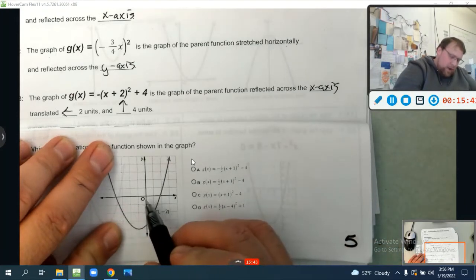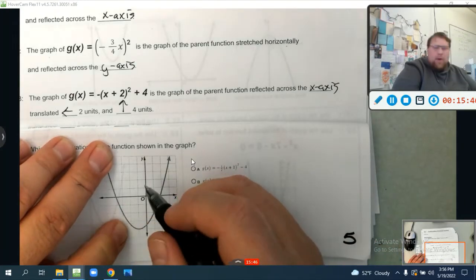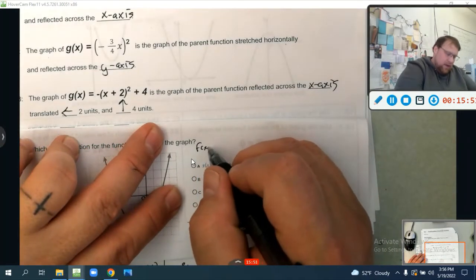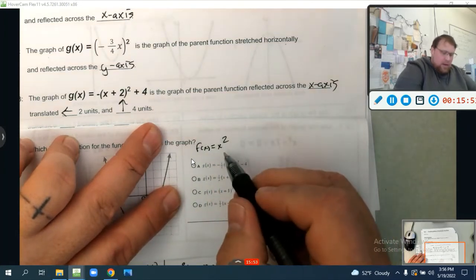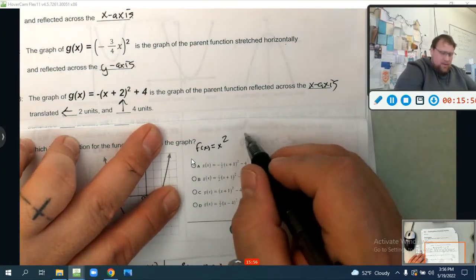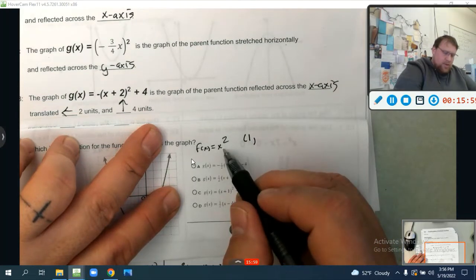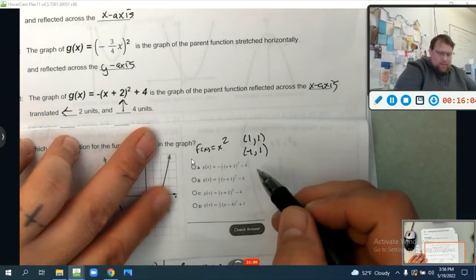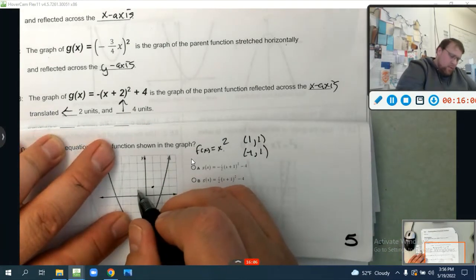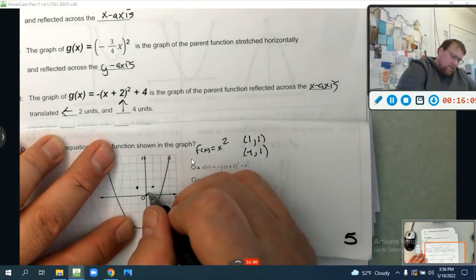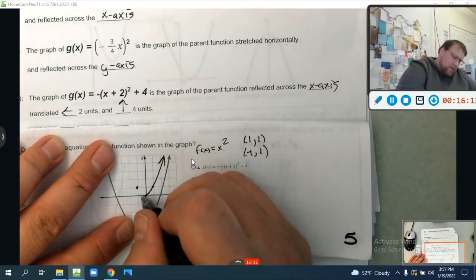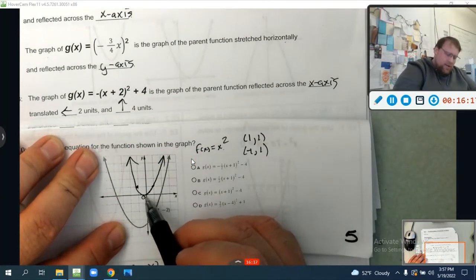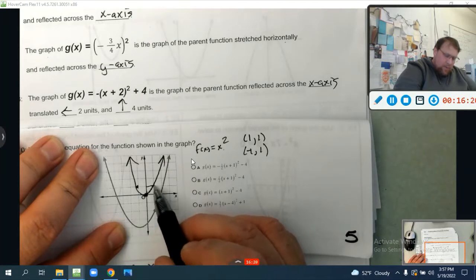So if I have the parent function, and by the way, something about x squared. If I have f of x equals x squared, well, what if I plug in a 1 for the x? What's 1 squared going to be? It's going to be 1. What if I plug in negative 1? Negative 1 squared is still going to be 1. So let's put 2 points, one at 1, 1, and one at negative 1, 1. The graph of x squared always goes through those 2 points, okay? So let's just know that. So if I look at this graph right here, from my origin right here, I went up 1 over 1 and up 1 over 1 over here, okay?